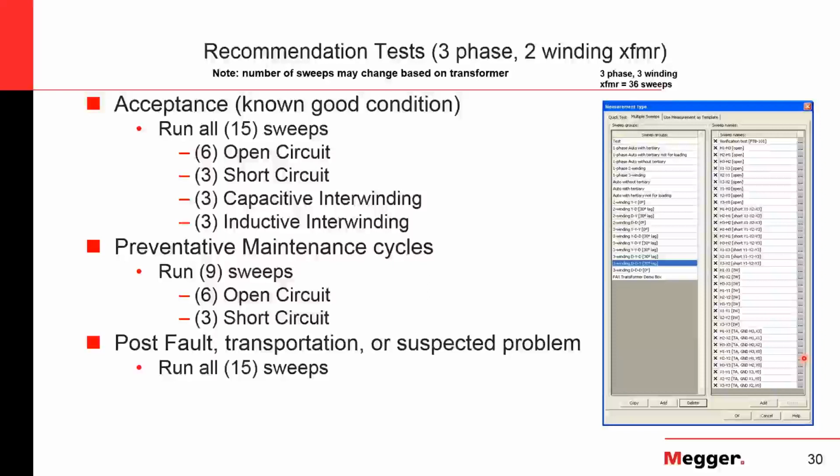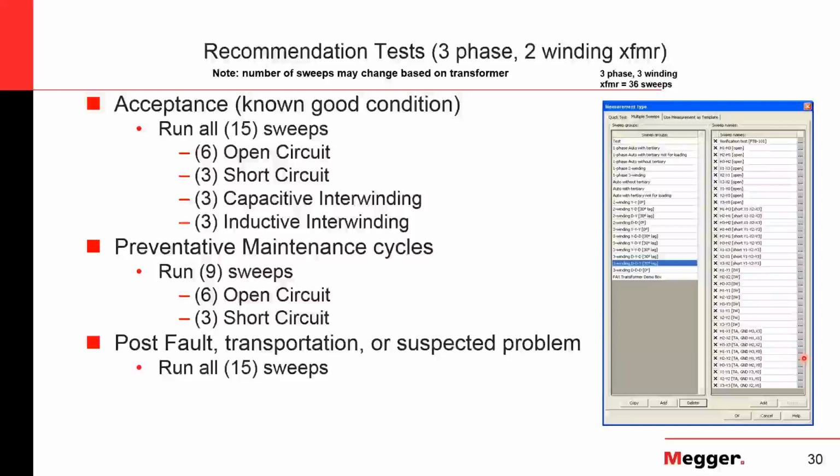Then later on down the road, if you're just doing a quick check, like preventive maintenance, or something happened and you might want to check on the transformer, you might just get away, if you're limited on time, with running the 9 sweeps, your 6 open circuit and your 3 short circuit. If those line up, I would say mechanically, physically, nothing changed in that transformer. But if something happens and there was a fault, or you transported the transformer, or there's some kind of suspected problem, this is where you'd actually want to run all 15 of the sweeps.